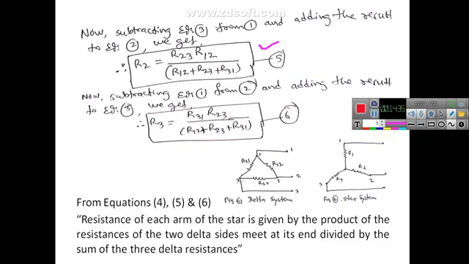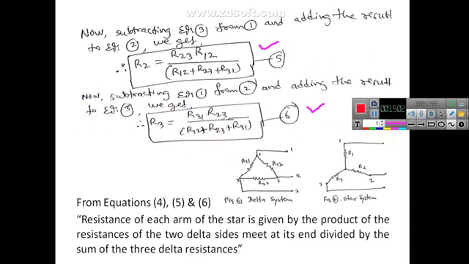Similarly, subtracting equation number 1 from 2 and adding the result to equation number 3, we get R3. So R3 is equal to R31 R23 divided by R12 plus R23 plus R31. So this is what you can call equation number 6. That means you are transforming the delta into star. So you have got the equation for R1.